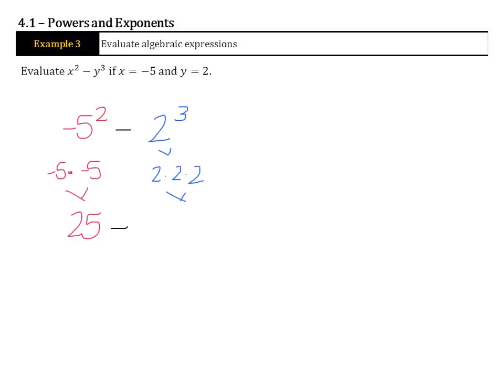Again, I see so many times that 2 to the third becomes 6. No, it's 8. It's 2 times 2 times 2. Now, one other important thing here, don't lose track of the subtraction sign, but 25 minus 8 is 17. And that's it.